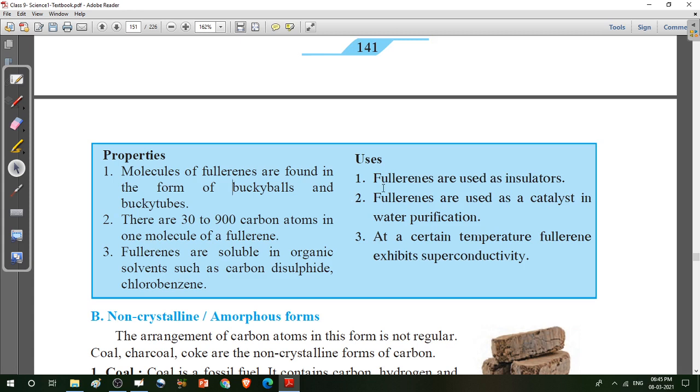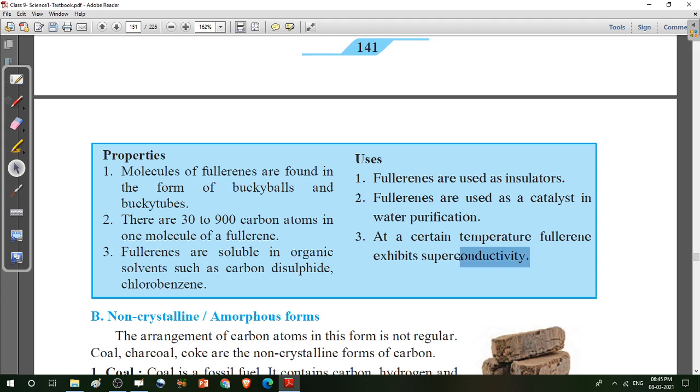Clear? Then uses. It is used as an insulator. Fullerenes are used as a catalyst in water purification. Students, you know what an insulator is? A substance that does not allow electric current to pass is called an insulator. So fullerenes are used as an insulator, and as a catalyst in water purification. At a certain temperature, fullerenes exhibit superconductivity.